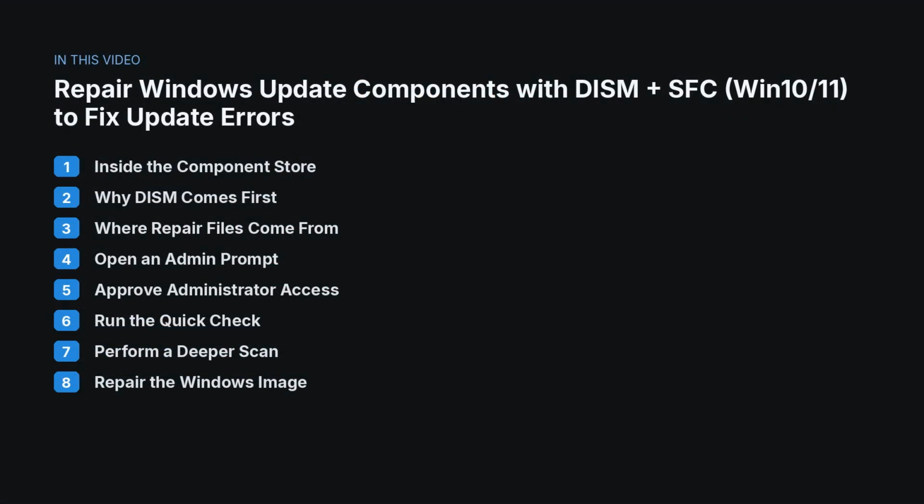You'll use Windows' built-in repair tools to check the Windows image, repair its component store, and restore protected system files. This process works on Windows 10 and Windows 11 and can resolve many update failures without reinstalling Windows.